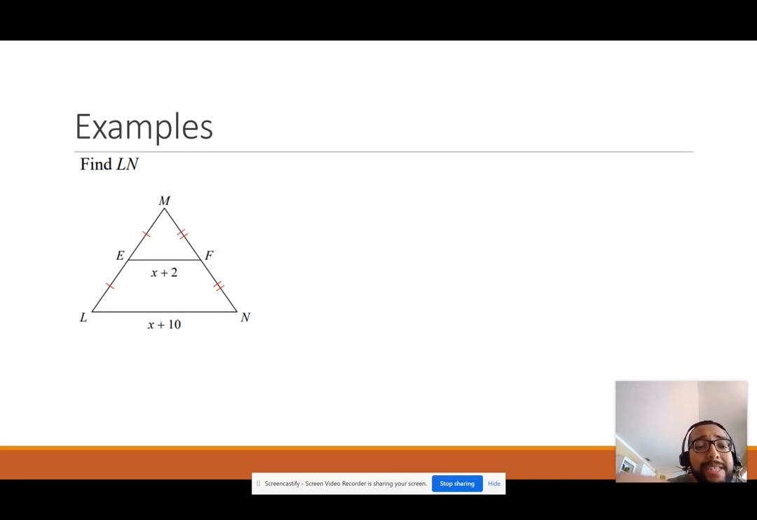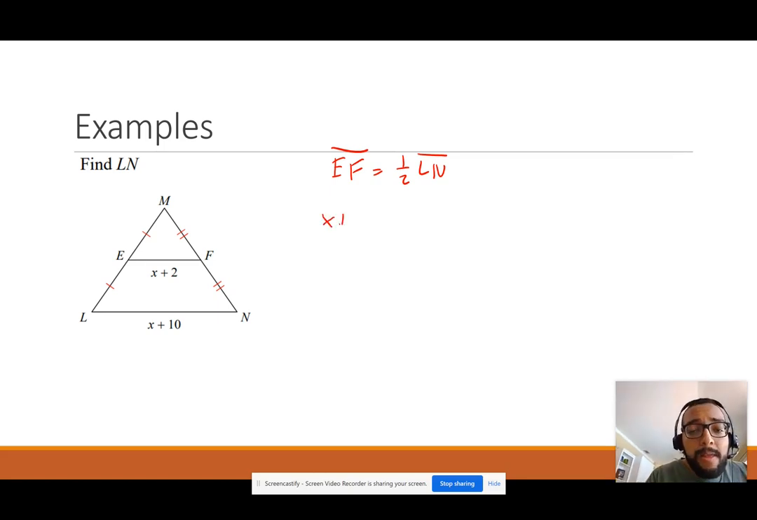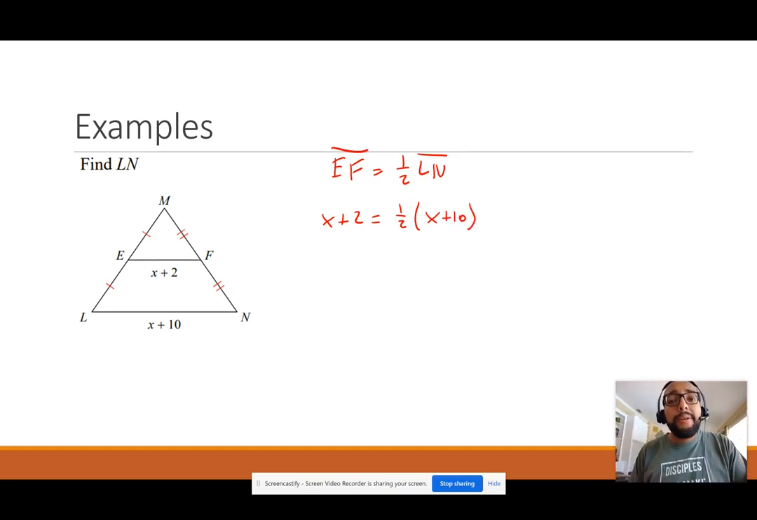Now, again, we said that EF is going to be 1/2 of the triangle's base. Let's fill in what we know. We don't really know the exact value of EF, but we do know that it's x plus 2. And again here, we don't really know the value of LN, but we know it's x plus 10. And look what we have here. We have an equation with x's on either side of our equation, but it's just one variable, so we're good.